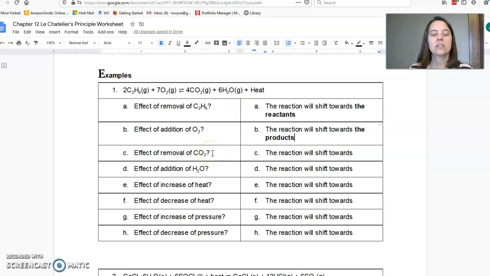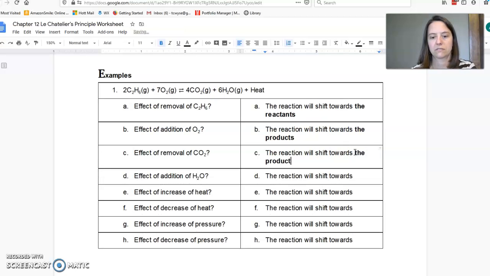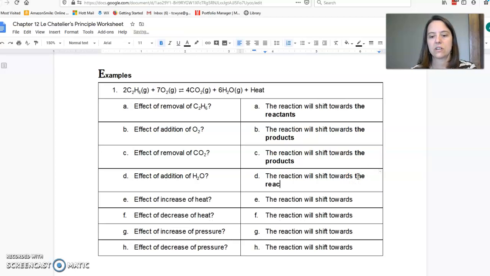Okay, C, what is the effect of removal of carbon dioxide? So when I remove the carbon dioxide, remember it shifts to replace some of it, so it's going to shift towards the products. And when I add water, it's going to shift to consume whatever I added. So if I go here, it's going to do the reverse reaction and shift towards the reactants.